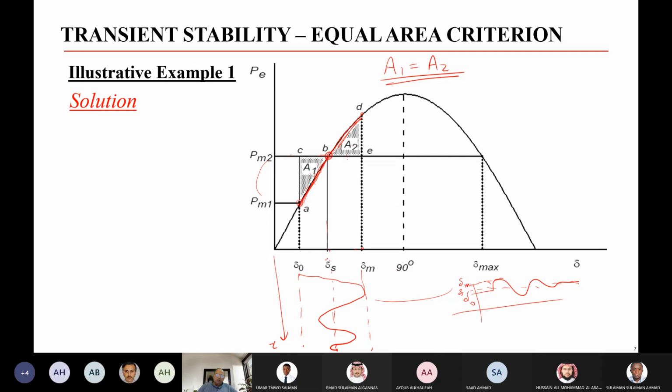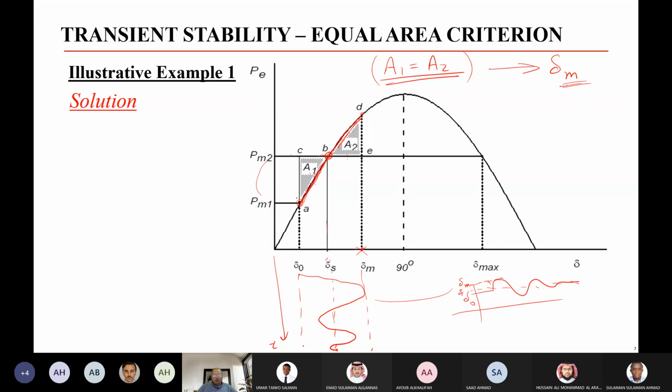Delta S is known. Delta M. When we have this condition, we will see delta M, how much delta M, and based on this delta M, the maximum angle here, we can check whether the system is stable or not.